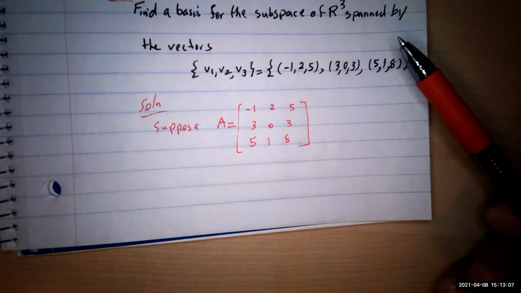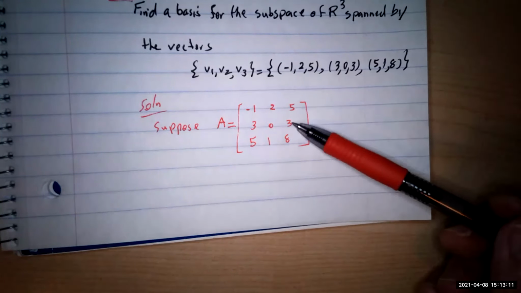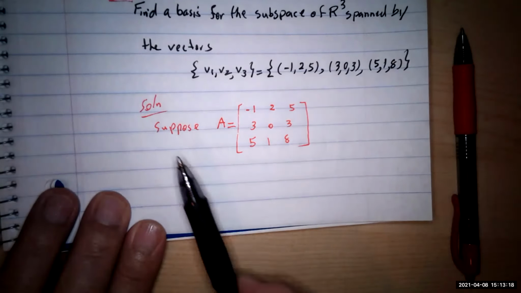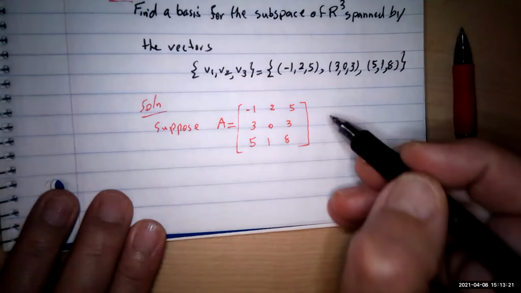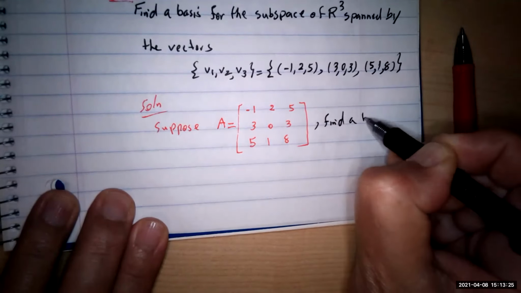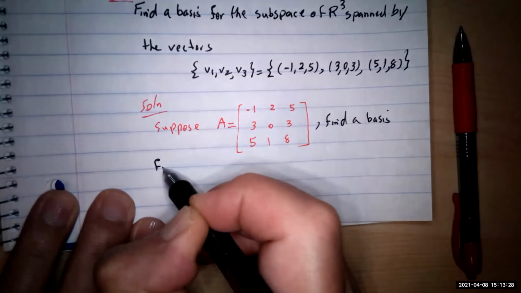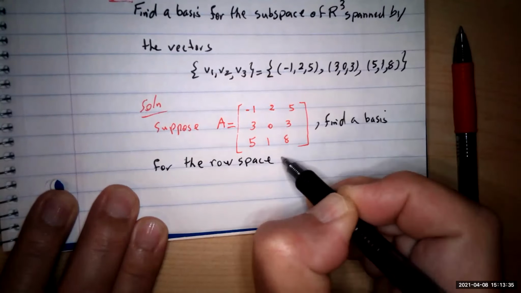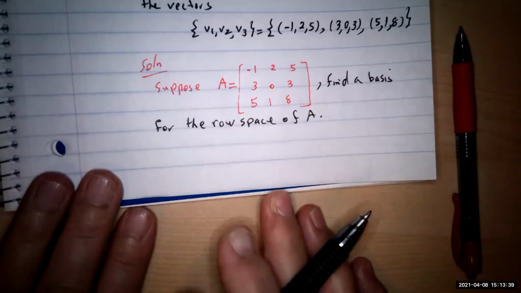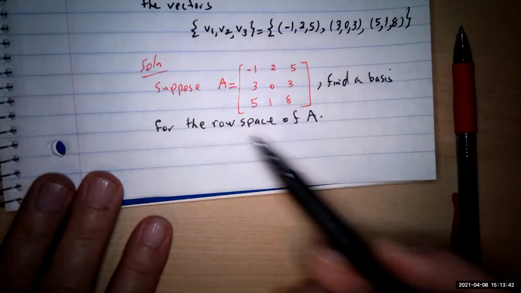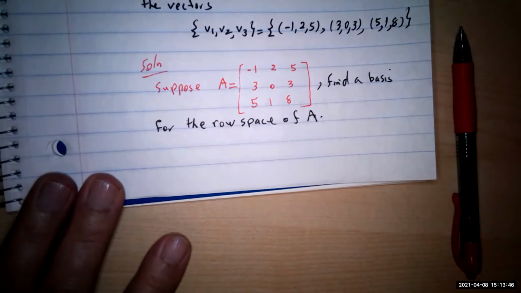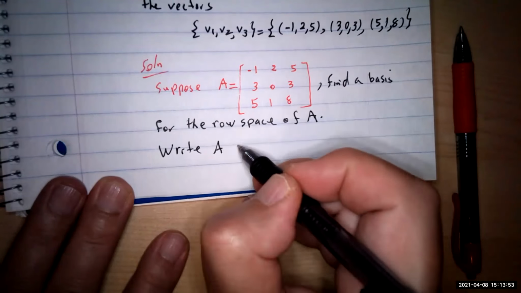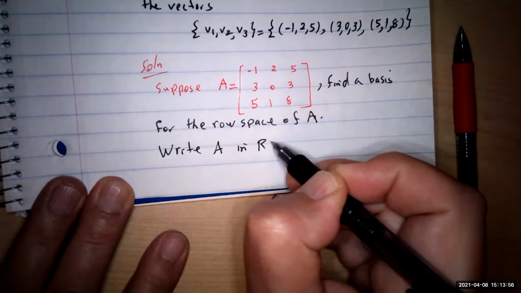You know that the row space is the subspace spanned by the row vectors, and that's exactly what you're looking for. So what we're going to do is find a basis for the row space of A. You know what to do: change it to row echelon form. So we convert or write A into row echelon form.